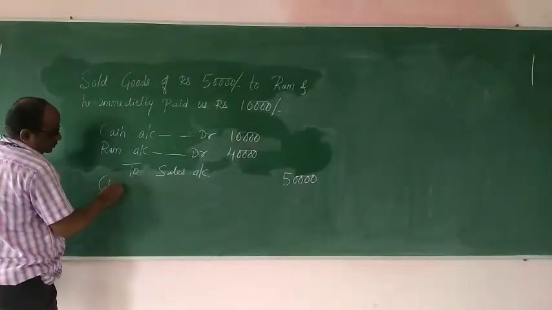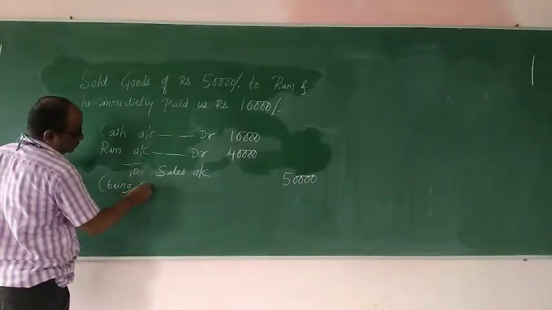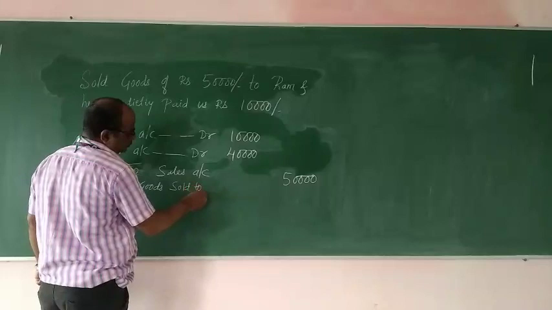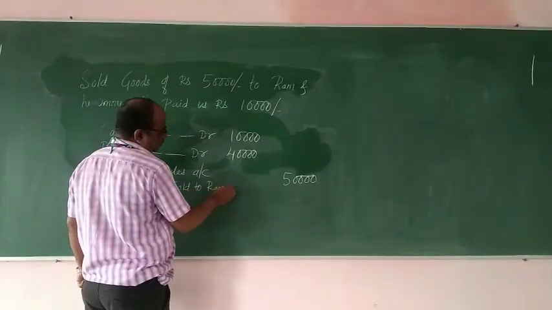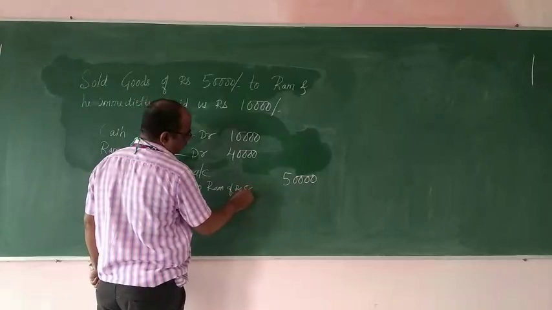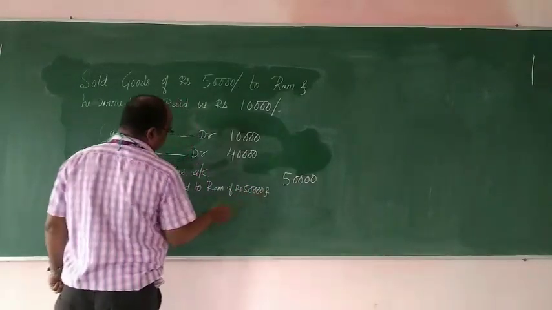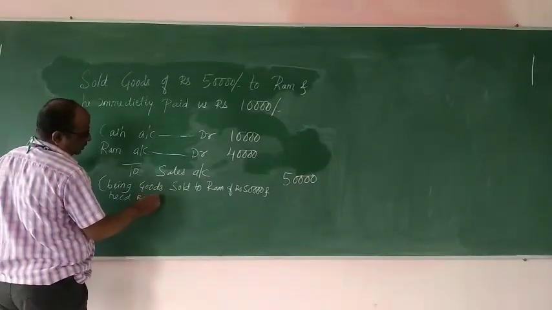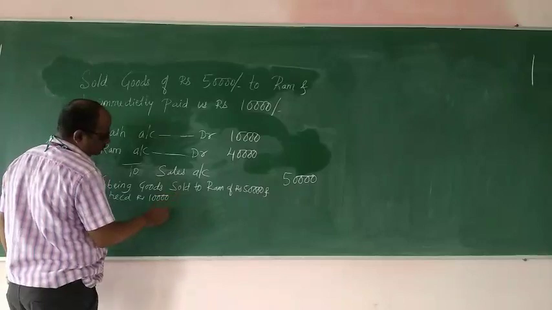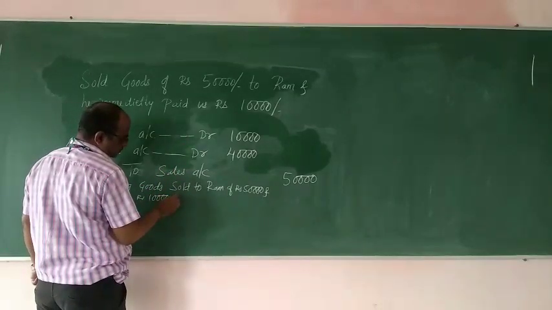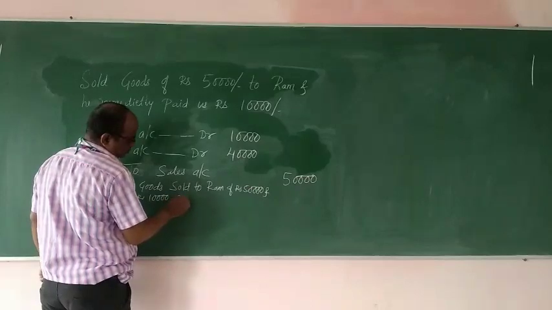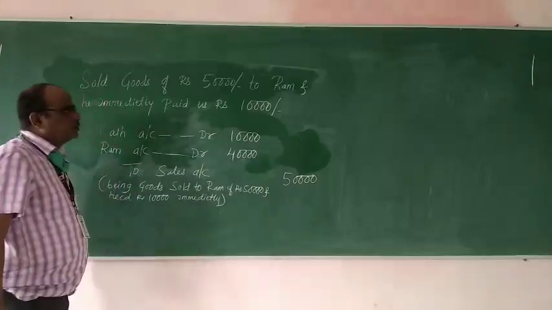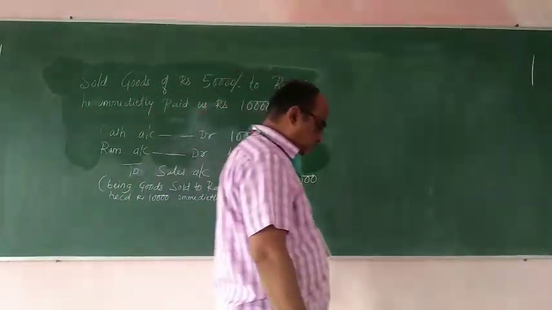Being goods sold to Ram of rupees 50,000 and received rupees 10,000 immediately. You can mention the amount or not. You can see better later. So this is how you will show the journal entry.